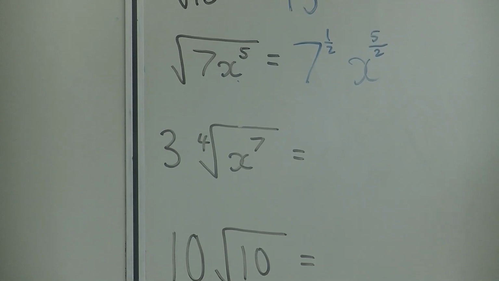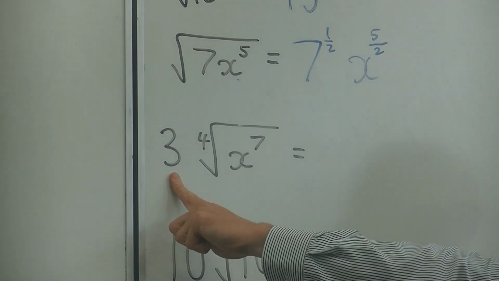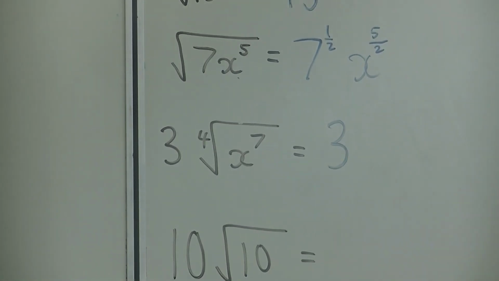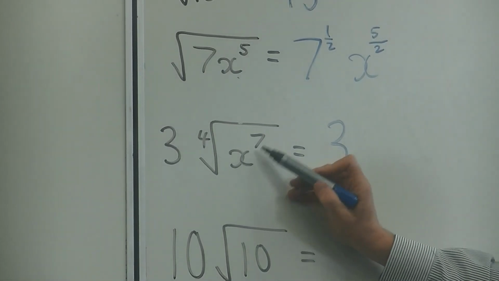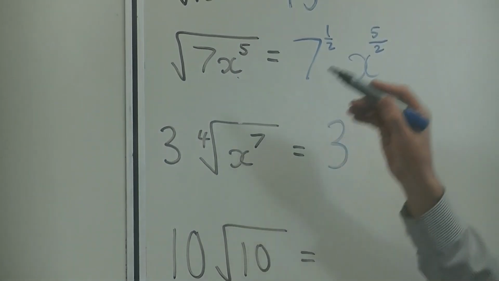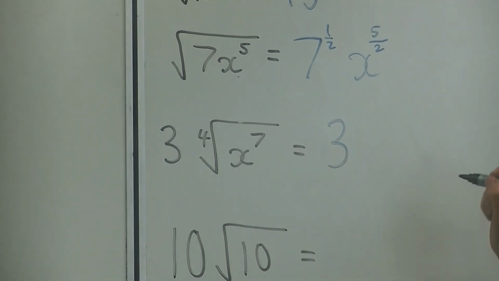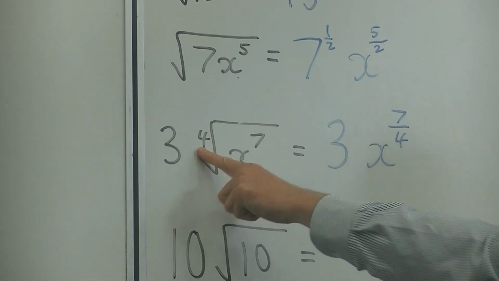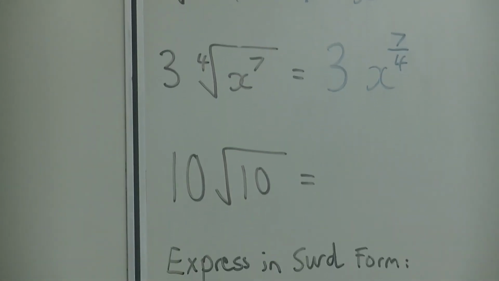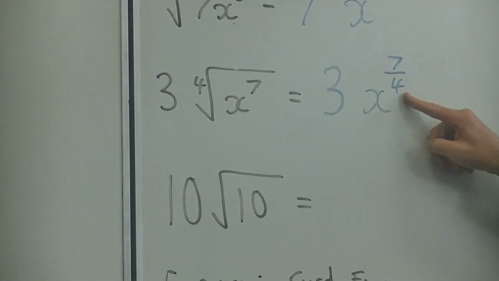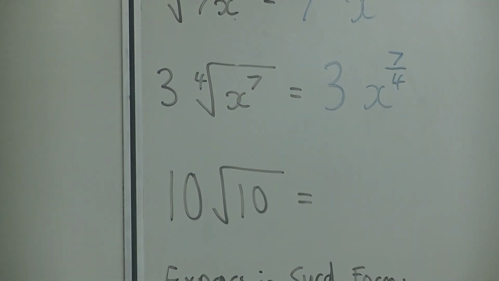Now the next question, write in index form. The 3, nothing's happening to the 3, so we leave the 3 by itself, leave it alone. Now, this one's x to the power of 7, and it's the 4th root this time. So if you remember, the root goes on the bottom line, doesn't it? And the power's on the top line. So it's just x to the power of 7 over 4. How easy is that? Remember, the power's on the top line and the 4th root goes over 4, 4's on the bottom line. Are we all good? Excellent.